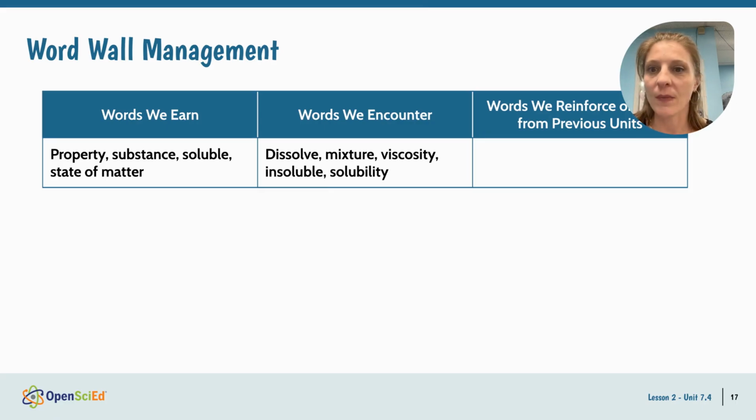Word wall management. Words that we will definitely earn: property, substance, soluble, state of matter at room temperature. Words that we encounter. This means that it's okay if they make it to our word wall. It's also okay if they don't. Dissolve, mixture, viscosity, insoluble, and solubility.